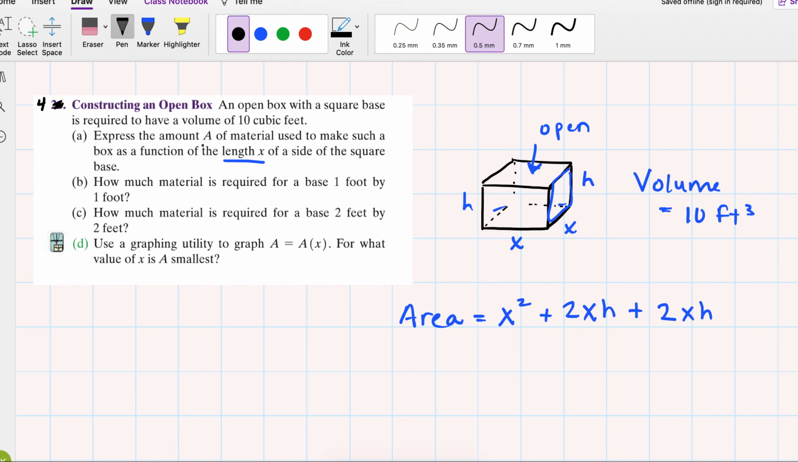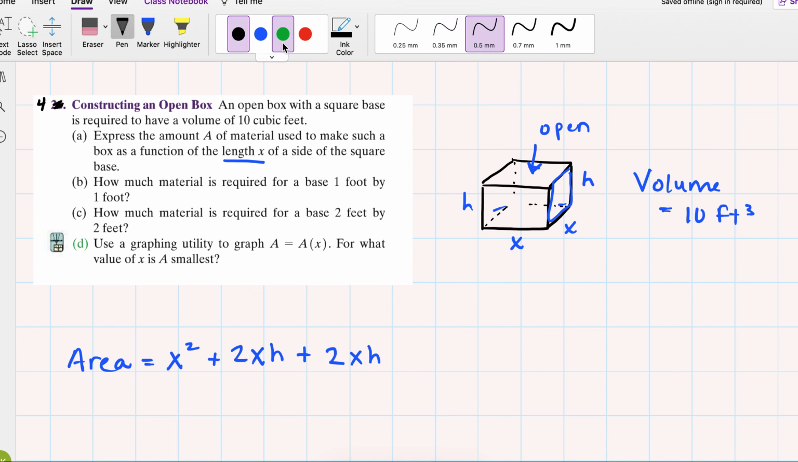Now we want to take this area function, so the amount of material used, which is this area, and we want to express it as a function of just the length x. So all of these h's here, we want to get rid of them. We only want to have x's in our equation. How can we do that? Well, we need to figure out how to write h in terms of x. Let's go with this piece here. We know that the volume of such a box is 10 feet cubed.